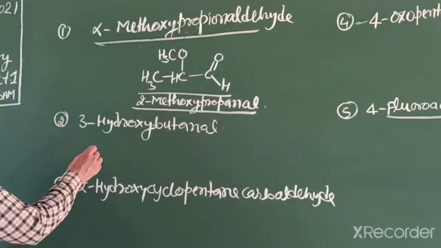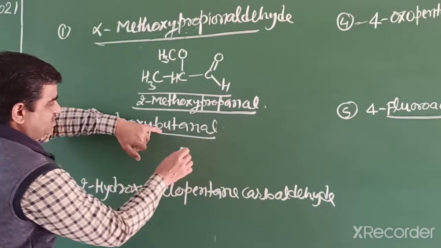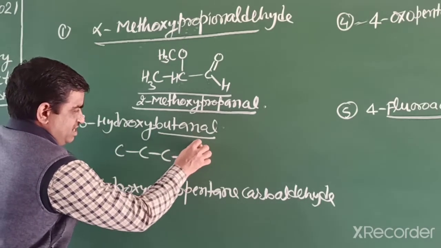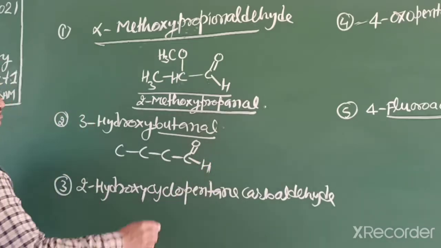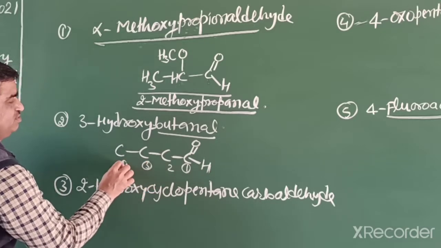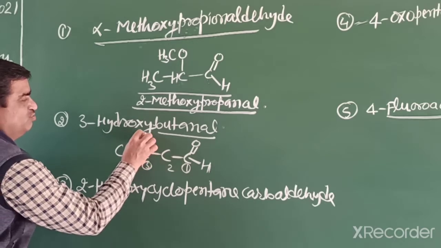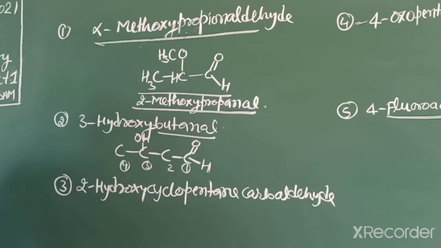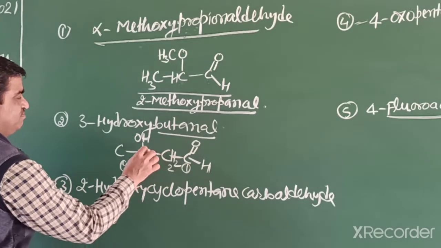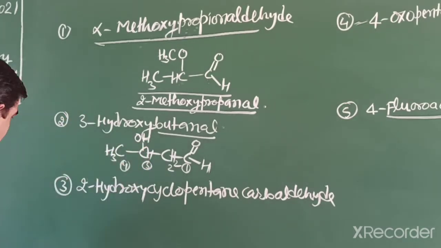Other one, 3-hydroxybutanal. It is an IUPAC name. So start from this side. Butane means 4 carbons. First carbon we have to make aldehyde, so 1, 2, 3 and 4. At the third carbon we have to write OH, the hydroxy group. So its IUPAC name is written 3-hydroxybutanal.